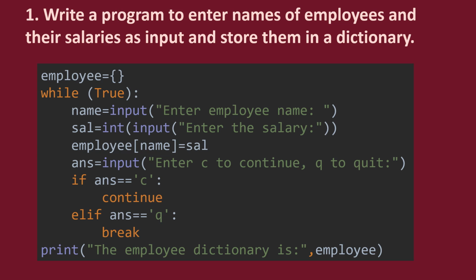Now we will ask the user whether he wants to continue or to quit. And for that, the user has to type a character, either C or Q, that has to be stored in a variable ans. Now, if answer equals C, that means the loop will continue. That means it will again ask for the name and salary. Otherwise, if the user enters Q, then the loop will break over there. That means the loop will exit. Now, after the loop, it has to print the dictionary employee. Now, let's run this program and see the output.